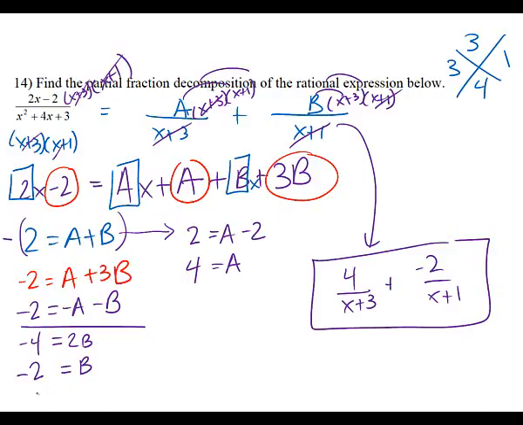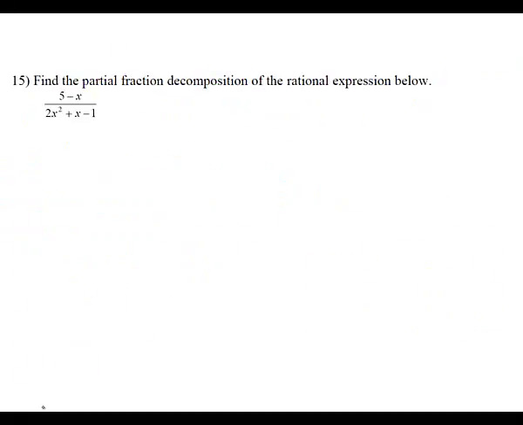All right, let's try 15. So we're supposed to find the partial fraction again, okay? So we need to do some factoring here of this denominator. Let's do that over to the side here. So I need 2 numbers that multiply to -2 and add to 1. -1 and 2. All right, do we need a box? Yes. Why? Good, so we have to get out our box.